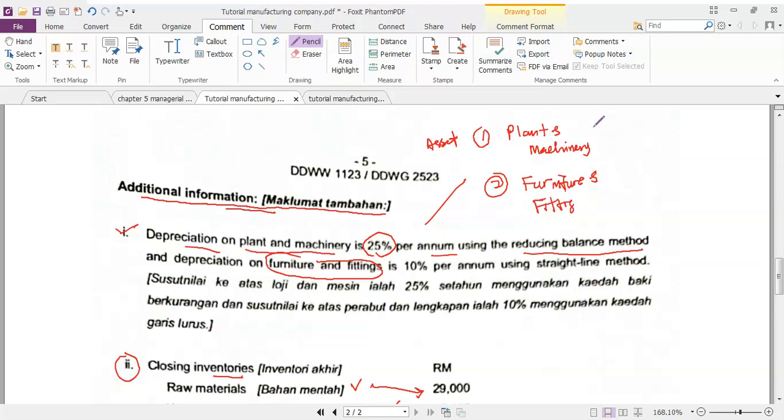For plant and equipment we will depreciate using the reducing balance method, RB. Furniture and fitting we will use straight line, SL. How do we calculate using reducing balance and straight line? I will teach you in a moment. So, for plant and machinery, 25% reducing balance method means the cost of the plant and machinery, P and M cost, minus, okay, how to calculate the depreciation?